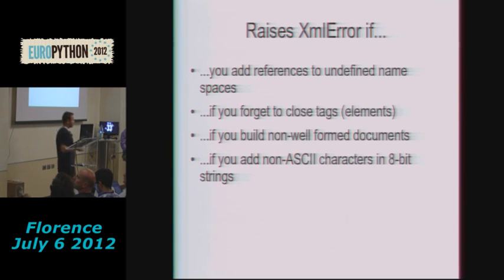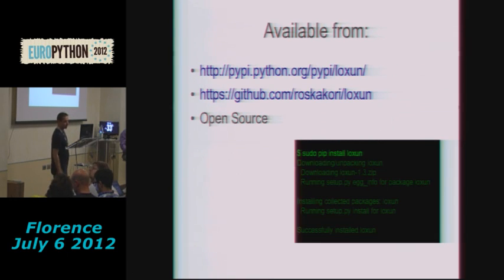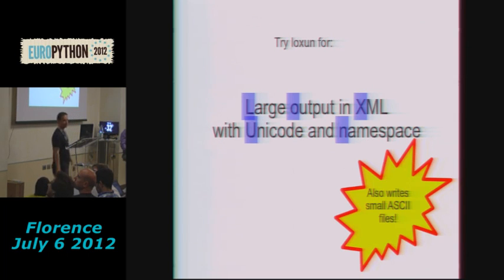It also raises XML error if you make a stupid little mistake, like referring to a namespace that isn't there, forget to close tags, write non-well-formed documents, or try to squeeze non-ASCII characters into 8-bit strings. It's available from Cheese Shop. It's also on GitHub, open source, and you can install it with pip. So if you want to write large XML output with Unicode and namespace, Logsoon could be the solution you're looking for. Thank you very much, Thomas.